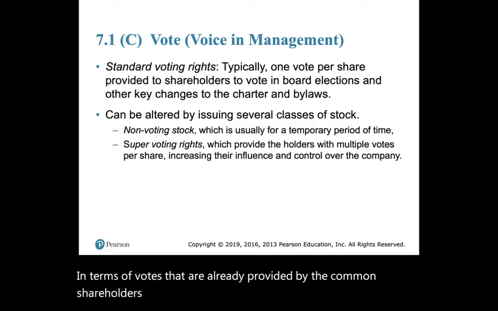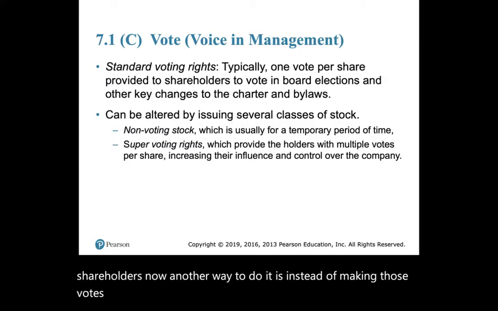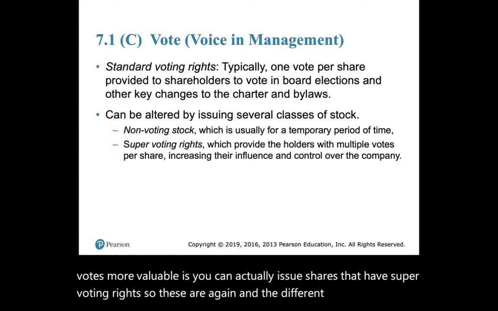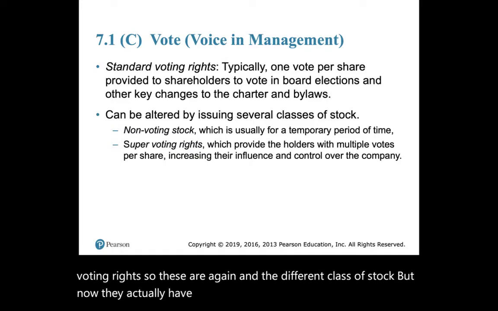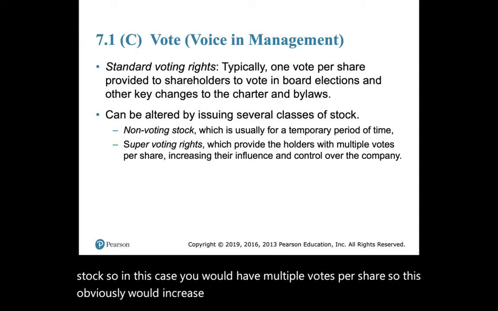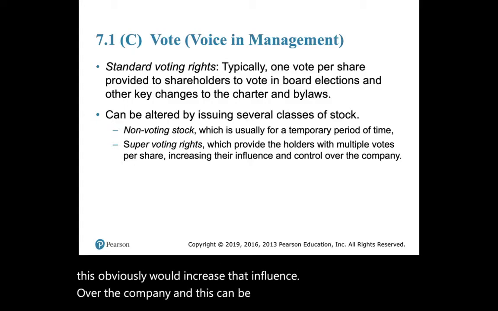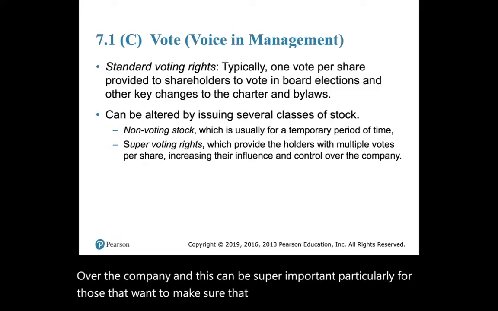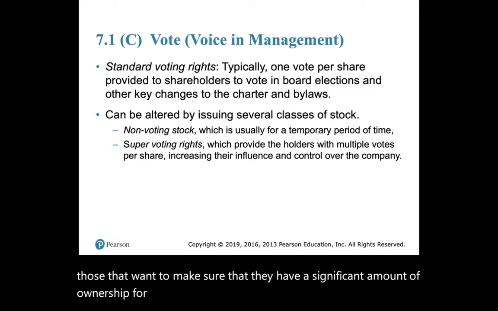Now, another way to do it, instead of making those votes more valuable, is you can issue shares that have super voting rights. Okay, so these are, again, a different class of stock, but now they actually have more voting rights than our usual common stock. So in this case, you would have multiple votes per share. Okay, so this obviously would increase that influence over the company. And this can be super important, particularly for those that want to make sure that they have a significant amount of ownership of the company.